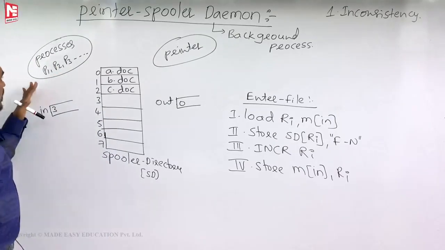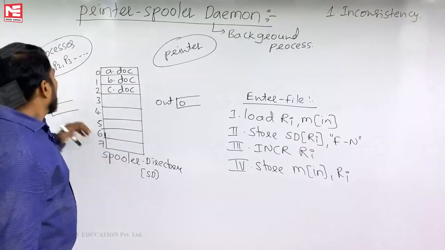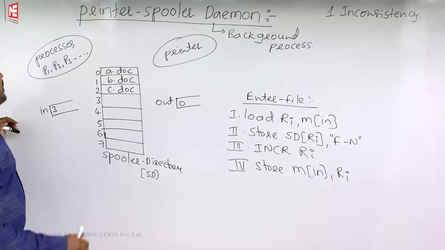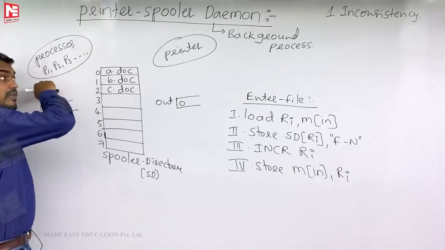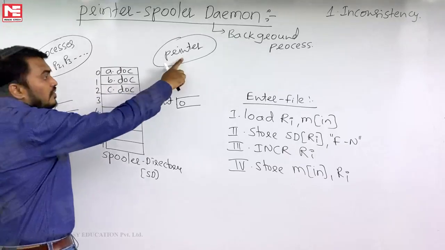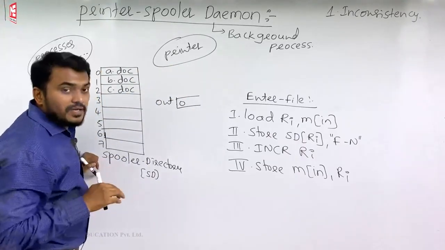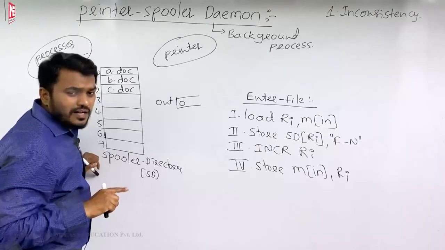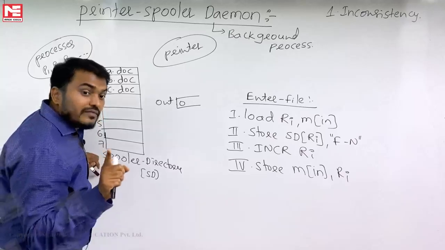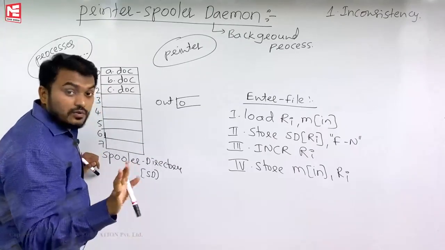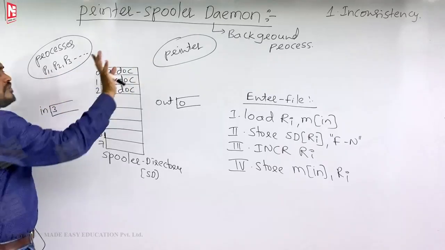And next we have multiple processes: P1, P2, P3, P4. Remember, you have multiple processes and only one printer. In the previous explanation, we had producer-consumer. In producer-consumer, you had only one producer and only one consumer. Don't confuse that. Here you have multiple processes and one printer.